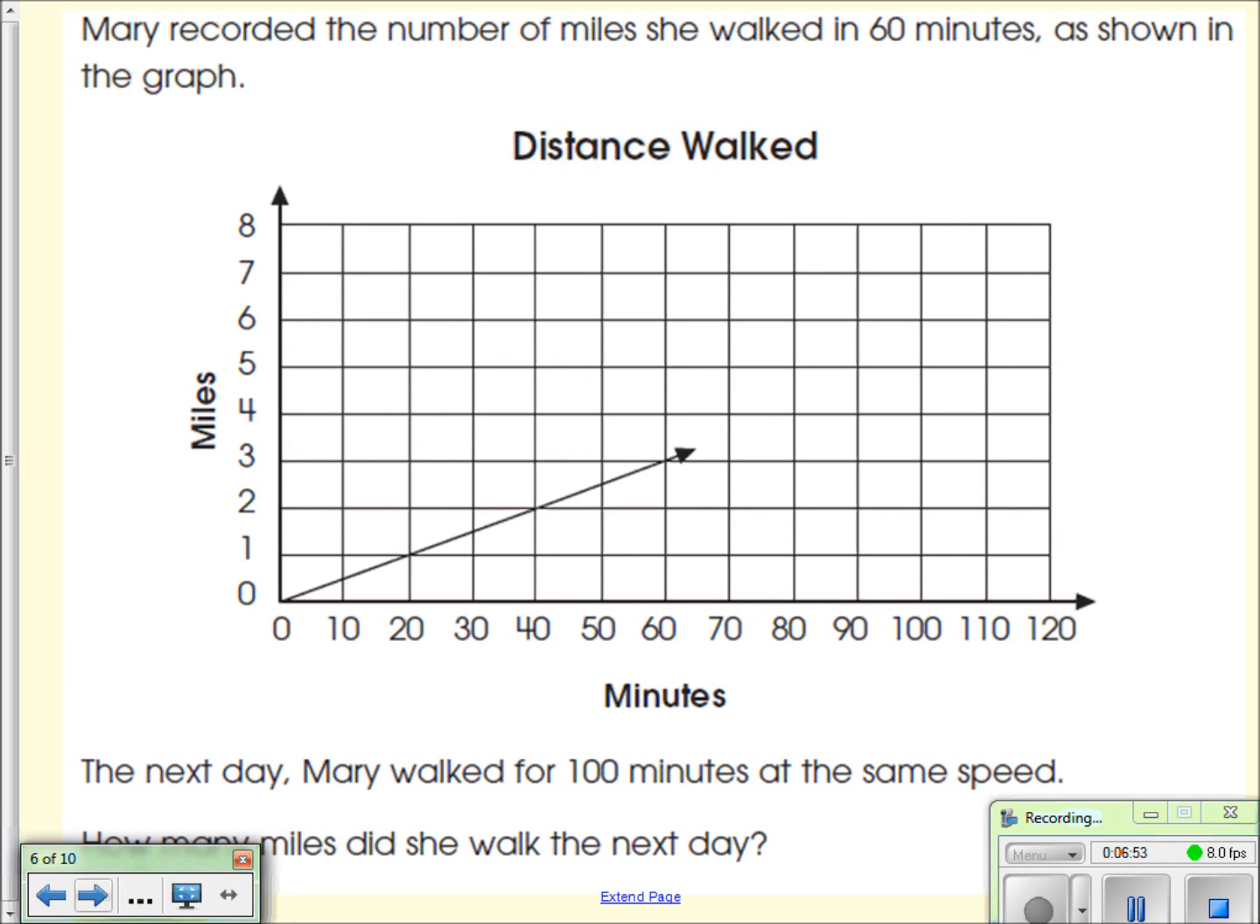A lot of times we use line graphs to help predict what's going to happen in the future. Here it says Mary recorded the number of miles she walked in 60 minutes, as shown in the graph. So you can see the line here showing 60 minutes. Okay, in 60 minutes, she walked 3 miles. And you kind of see the progress that she walked. How many minutes and how many miles. It says the next day, Mary walked 400 minutes at the same speed. She walked faster or slower, she walked the same speed. How many miles did she walk the next day?